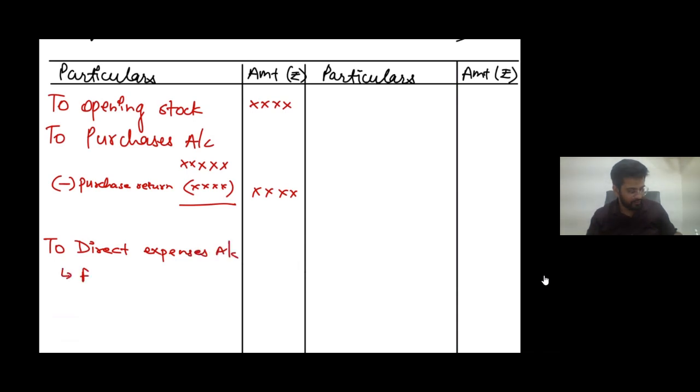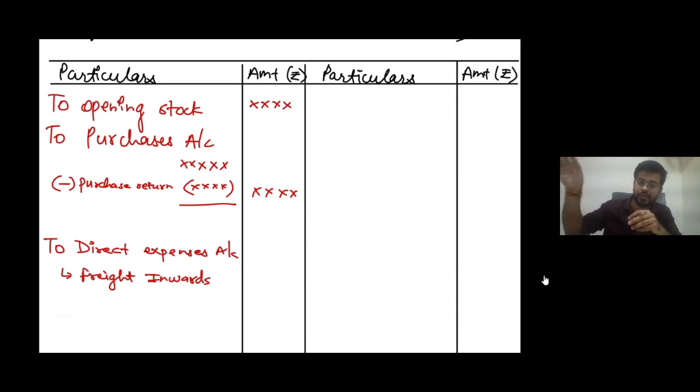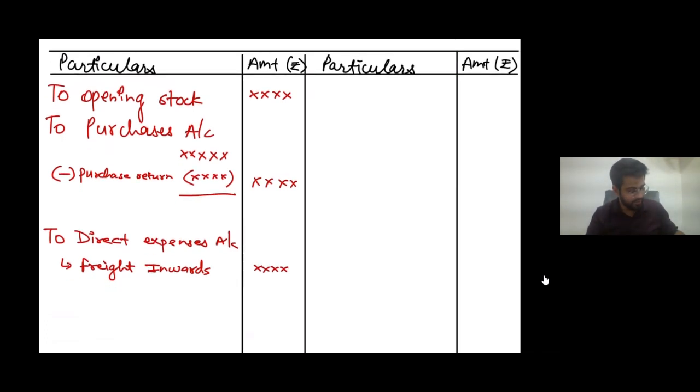For example, there are two major direct expenses which come across, that is called freight inwards. What do you mean by freight? Freight means the amount we have paid to the transporter for bringing the goods from the supplier's factory to my factory. Okay, freight which has been paid for bringing the goods from supplier's factory to my factory. That is the freight inwards. So any cost which is directly attributable to the goods purchased will form the part of your trading account. That is the freight inward.